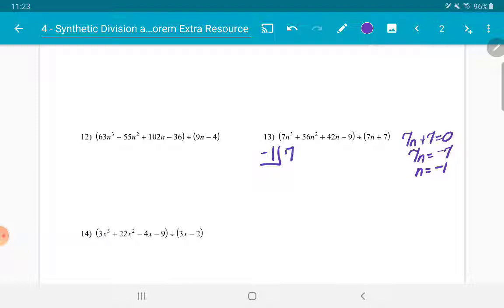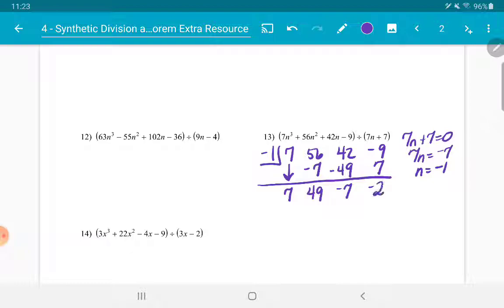Okay, so then we have 7, 56, 42, and -9. Now we're not really trying to see if it's a factor or not. We're just simply dividing that. So we're going to get our answer. We bring down our first term. 7 times -1 is -7. 56 plus -7 is 49. 49 times -1 is -49. 42 plus -49 is -7. -7 times -1 is +7. -9 plus 7 is -2.